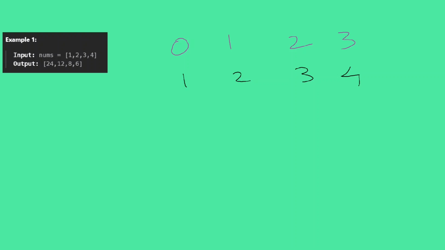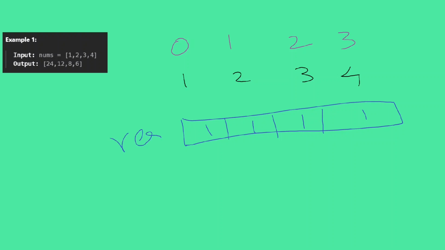What we can do is, we can have a result array. Now, the result array will have all ones. 1, 1, 1, 1. Okay, this is the result. Now, what I'll do is, I'll ignore the first one. We'll start with the second index, and this is nums, the given nums.